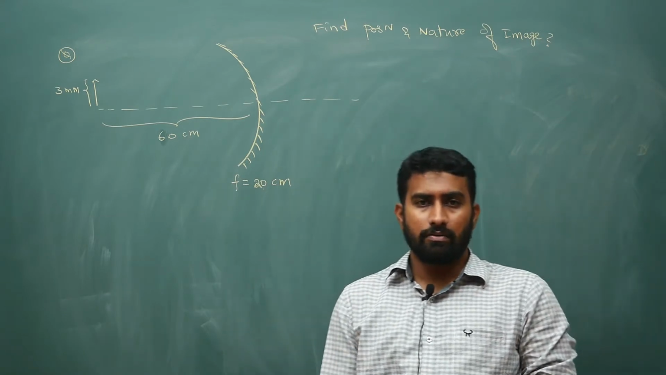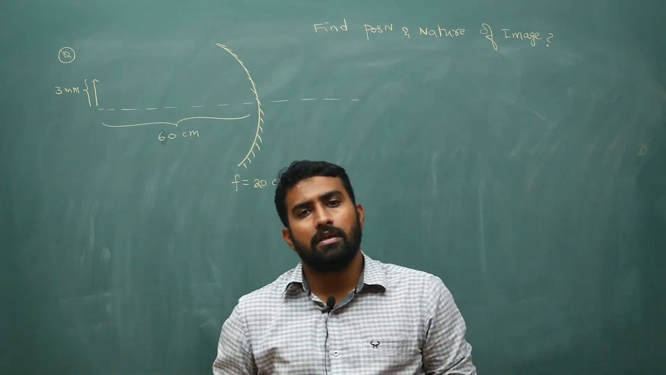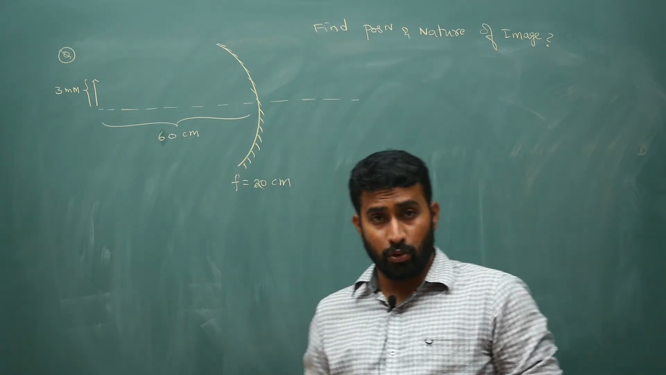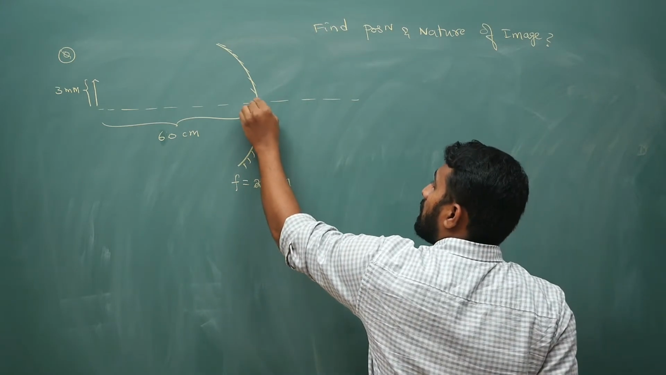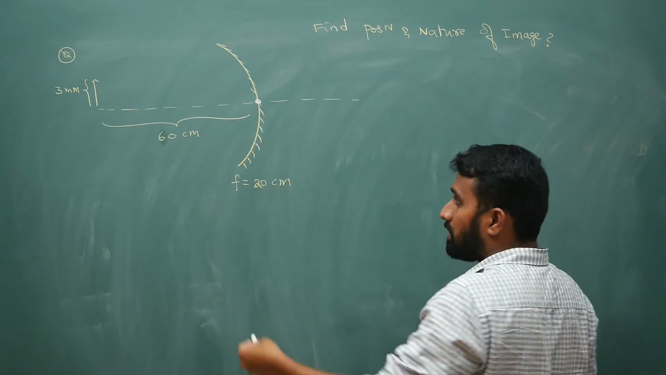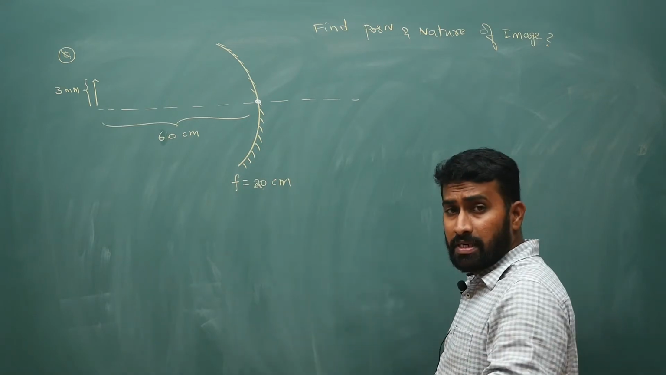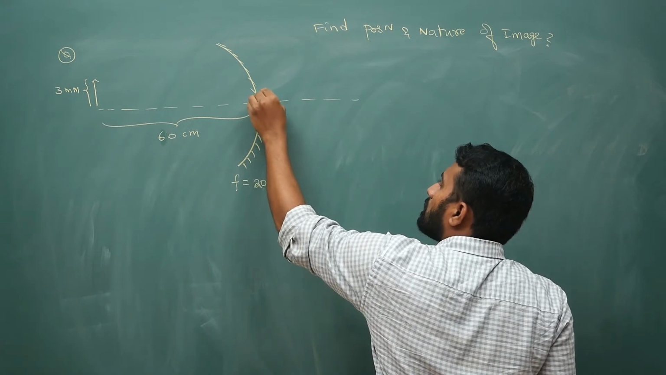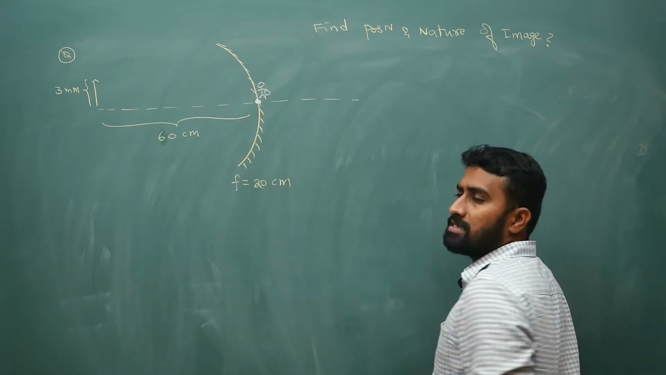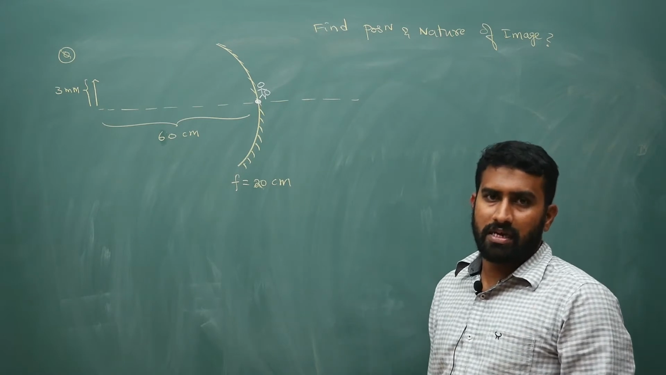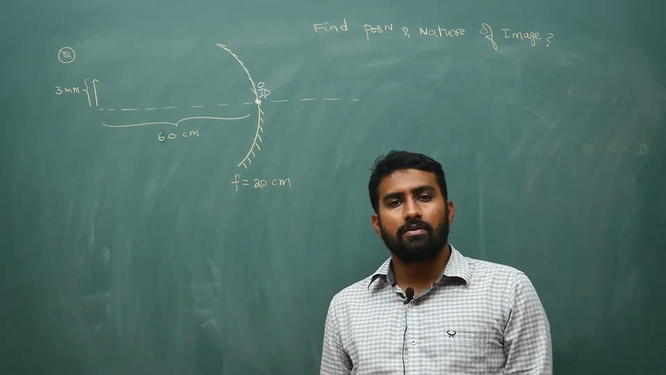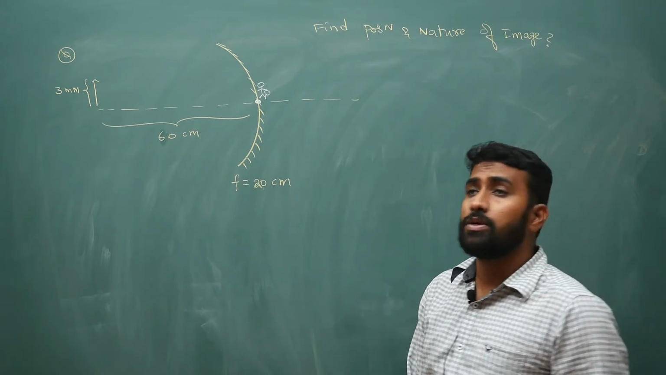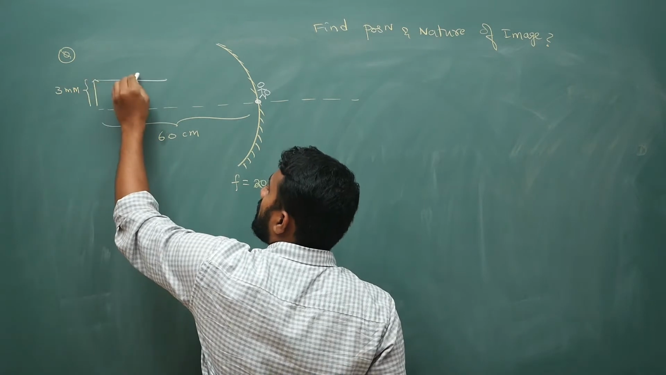Rule number 1: in all these formulas, values are substituted by measuring the distance from the pole. This is your pole, the point where the principal axis touches the mirror. From here you measure the distance. Second, incident rays will always start coming from the object, unless it is a virtual object.